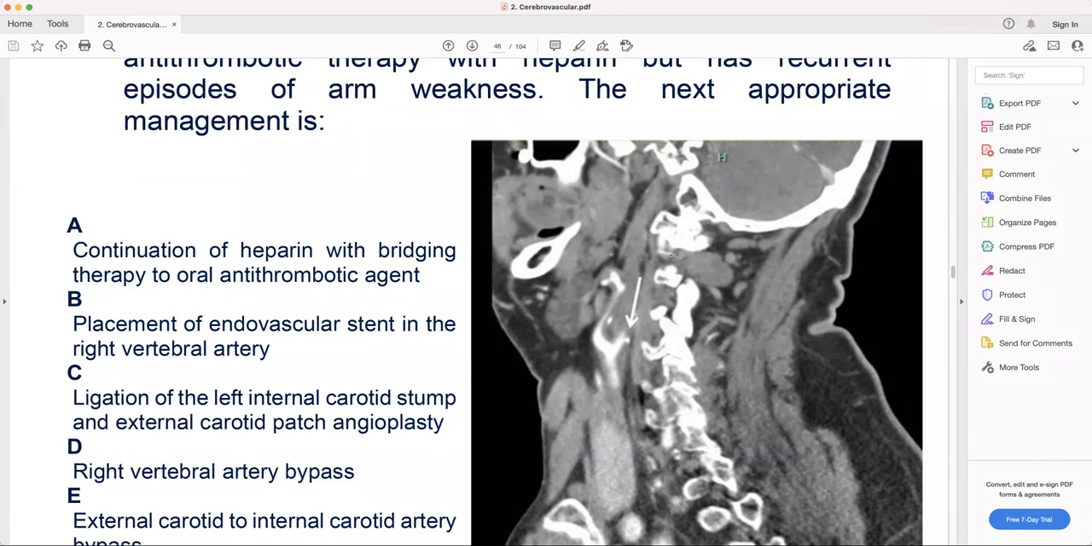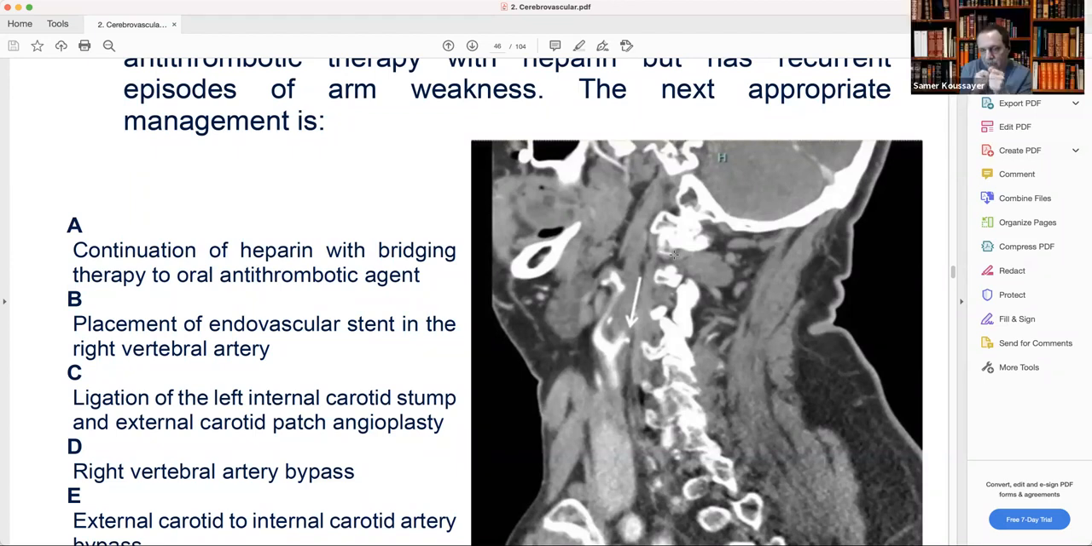Yeah, clear. Thank you. The other option, you can ligate it, but I don't like that, because if you ligate it, and this is the source of blood flow to the brain, you're cutting blood flow, you may get a stroke. So I will not ligate it as an option.